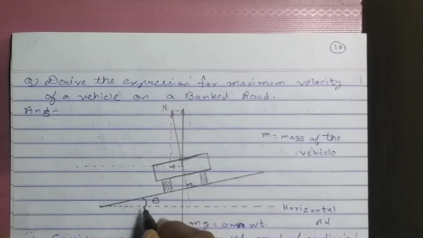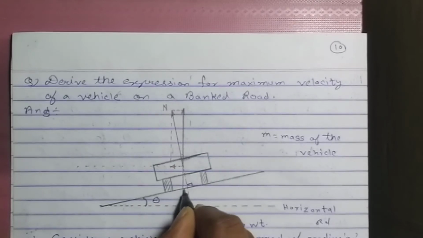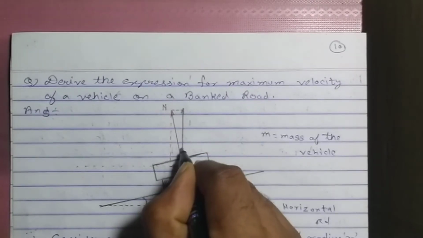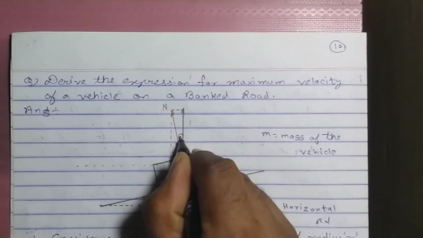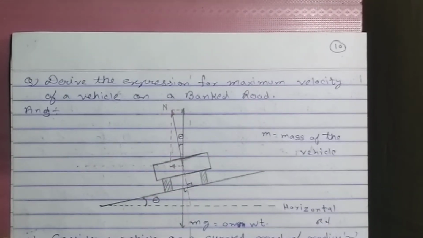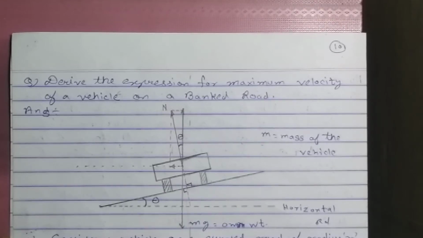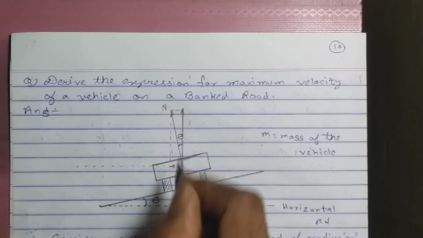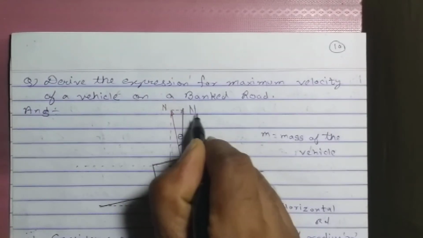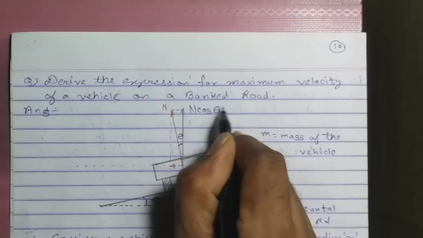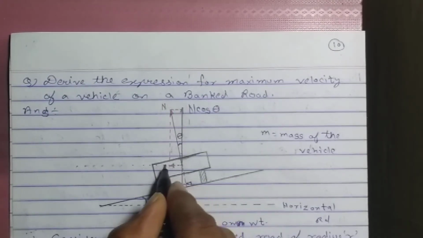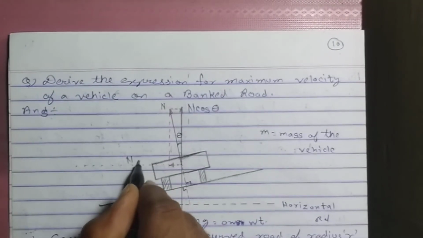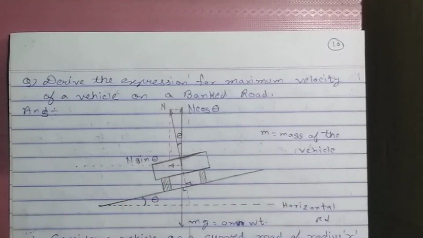If I apply the geometry, we observe that if this is theta, this is 90, agree? This will be theta. So we can resolve this N into two components: one is the vertical component and the second is the horizontal component. The vertical component of this normal reaction is given by N cos theta, and the horizontal component is given by N sin theta, by geometry.